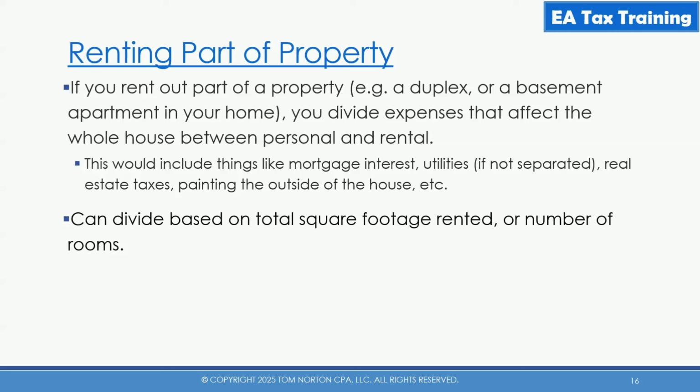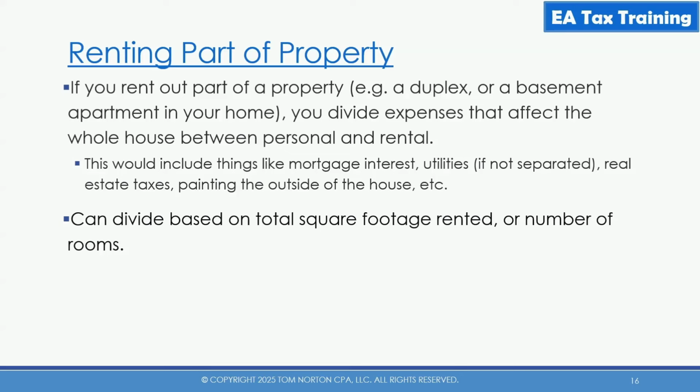Renting out part of a property. So if you rent out part of a property, such as a duplex or a basement apartment in your home, you have to divide the expenses that affect the whole house between those that are personal and those that are rental. That would include things like mortgage interest, utilities, real estate taxes, painting the outside of the house, etc. Obviously, if you repair something specifically in the rental portion of the home, then that expense you could deduct in full. The ones you have to divide are the ones that affect the whole house.